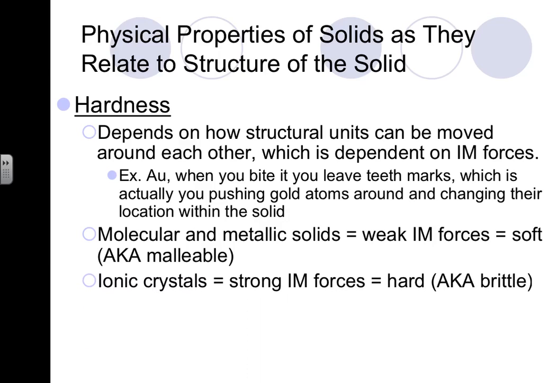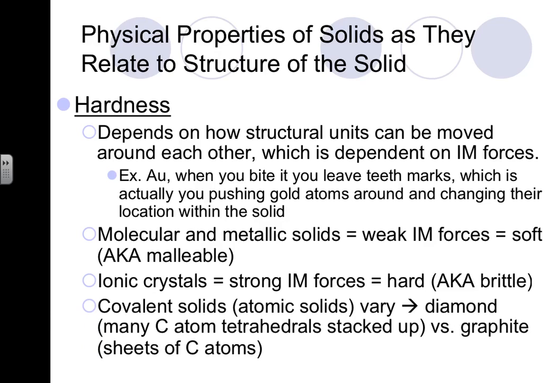If you take a look at ionic crystals, like for instance a big chunk of salt, such as a salt lick you might stick out in the woods for deer, if you hit that thing with a hammer, it's going to shatter into a bunch of rigid pieces. And that's called being brittle. They are hard structures, and that's because of the strong intermolecular forces between them.